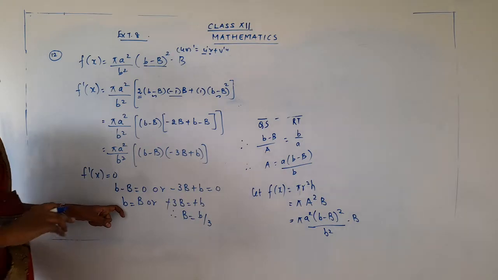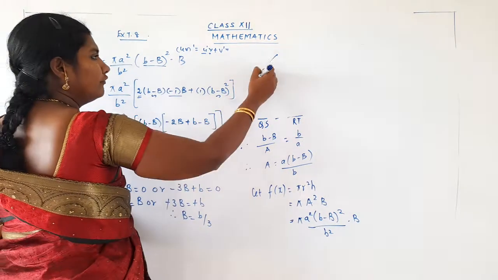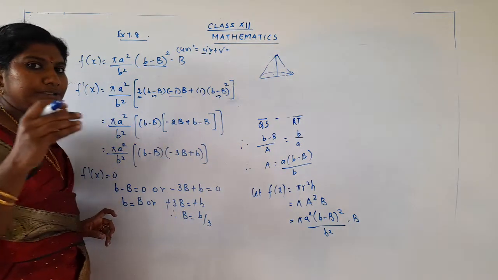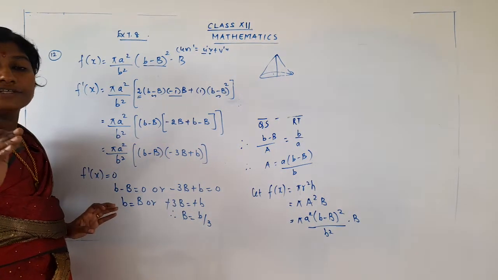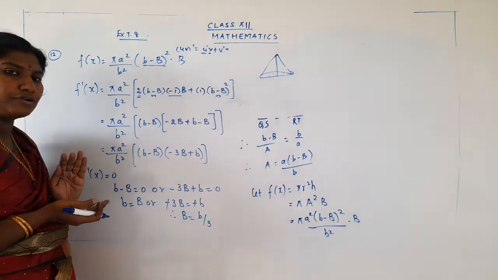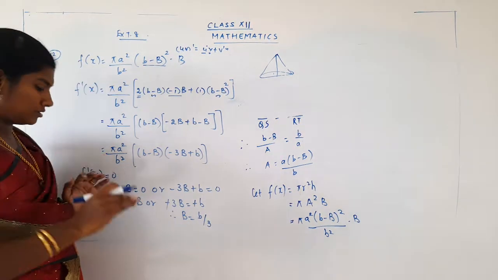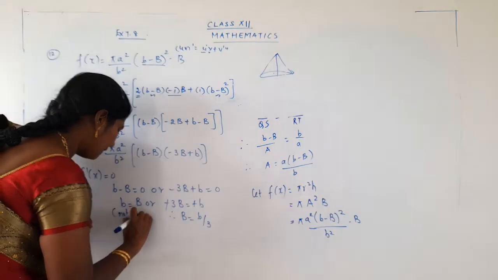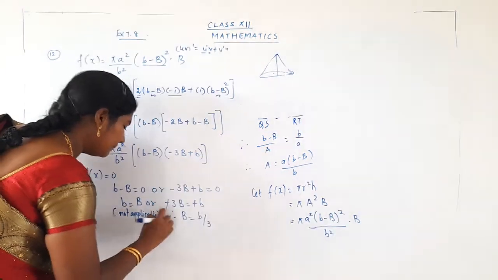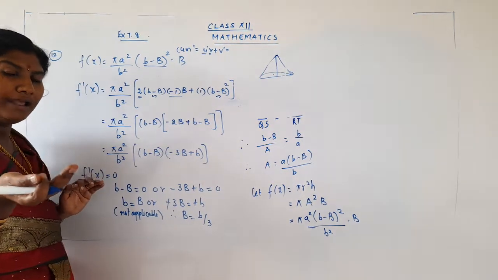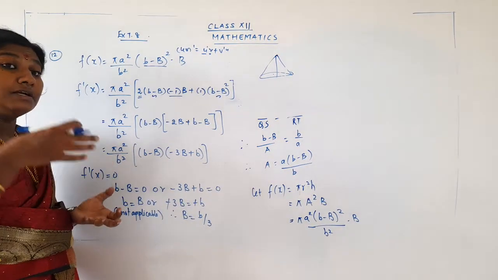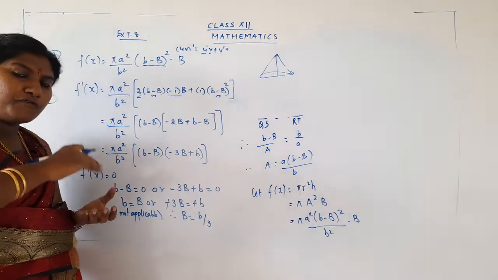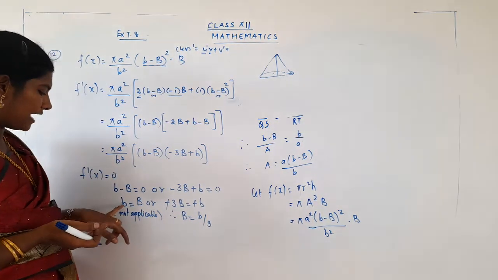Now this is not possible. I cannot say that the height of the cone and the height of the cylinder are same. We cannot have the height of the cone and height of the cylinder as same. That condition is not accepted. This is not applicable, because the cylinder is present inside the cone. That means the cone will be of greater height. So we cannot have this statement.